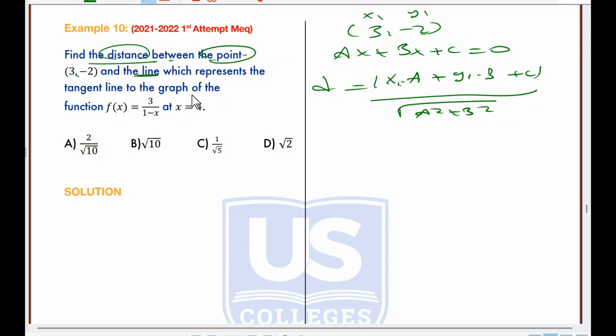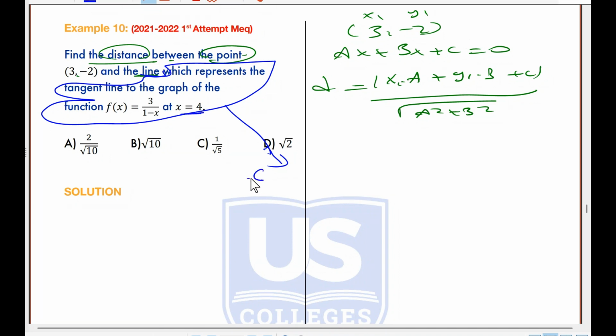So they combine distance with tangent line. So what is the question telling us? It's telling us that the line which represents the tangent line, we are going to find by using this information. So what is that information? We have a tangent line to that graph, to that function at x equals 4.